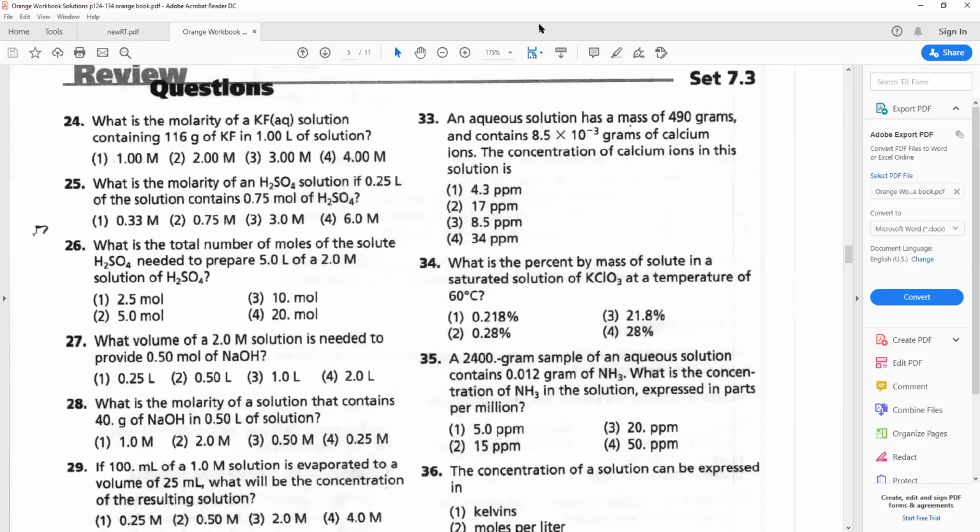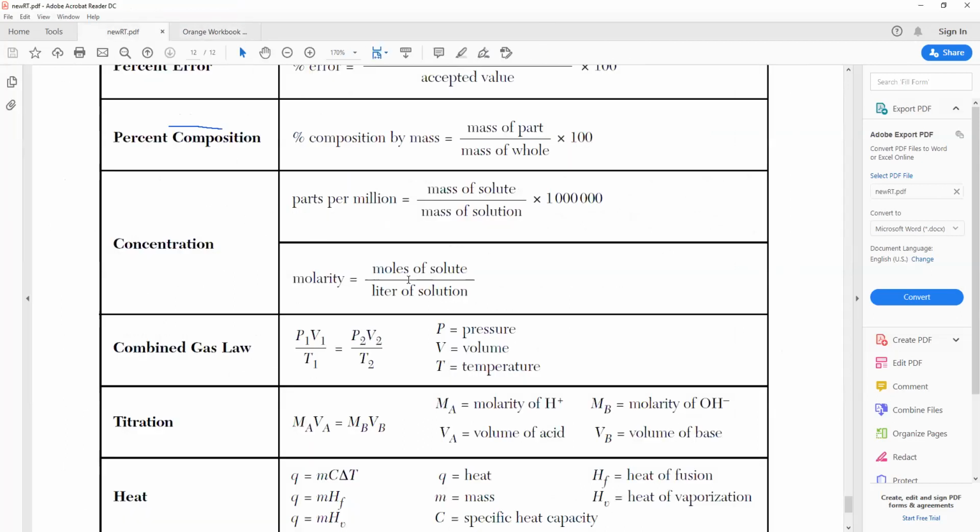So let's go to question number 24. It's going to ask, what is the molarity of KCl solution containing 116 grams of KF in 1 liter of solution? So we have to calculate molarity. If we go to the reference table, we're going to see that molarity is moles of solute over liters of solution. So let's go ahead and do the work. Molarity is equal to moles of solute over liters of solution.